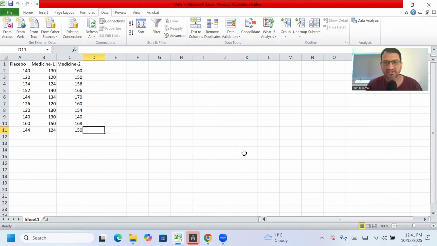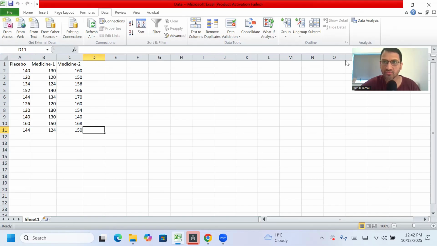But let's talk about a one-factor ANOVA test. This is an example of a particular medication used to treat high blood pressure. Once you have administered the medication for a certain period of time, you get the mean blood pressure. Because there are three arms here, we will do an ANOVA test to determine whether the mean blood pressure of the three groups is significant or not.